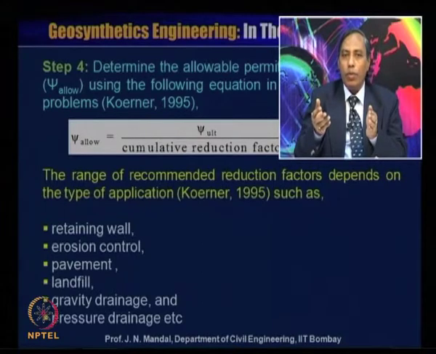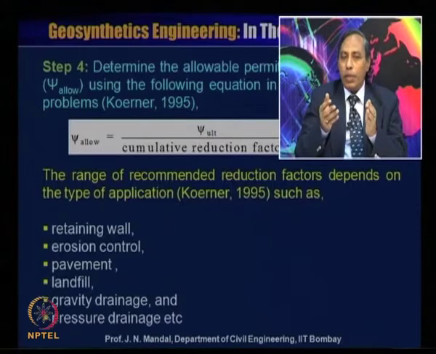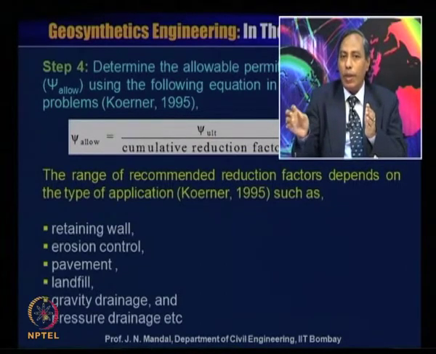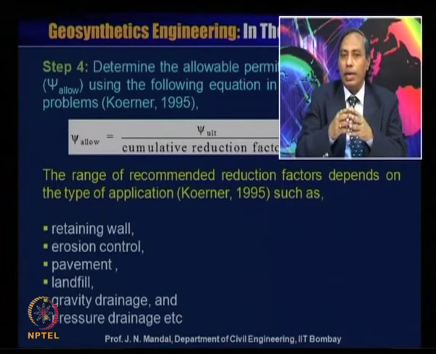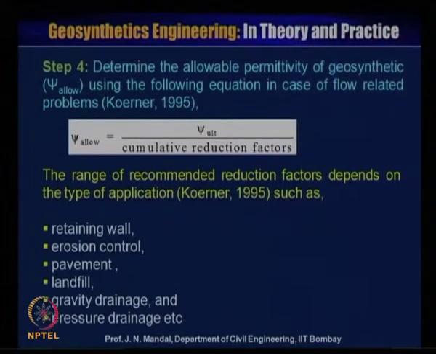Then you have to find out what the cumulative reduction factor should be. For the retaining wall, the cumulative reduction factors are different from those for erosion control, pavement, landfill, gravity drainage, and pressure drain. So if I adopt that reduction factor, and you know the ultimate value, then you can calculate the allowable permittivity value.